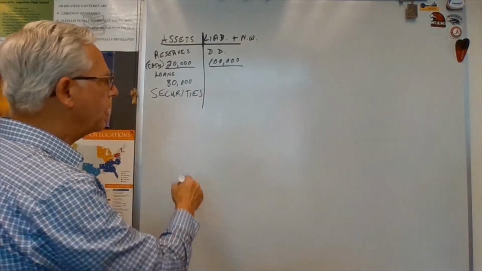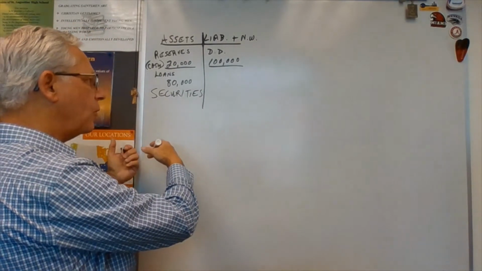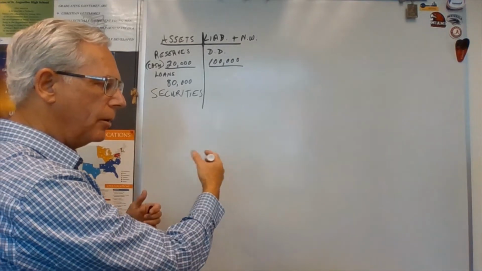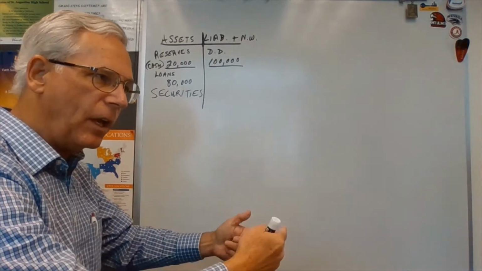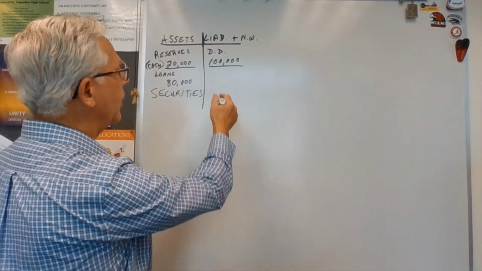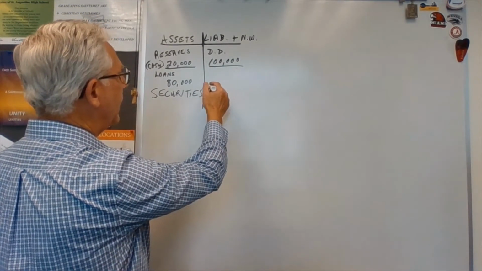Remember that when we say securities, we mean the bank's ownership of U.S. bonds, corporate bonds, instruments, investments that the bank has that are earning it interest. Those are the securities. And then the liabilities on the right-hand side.